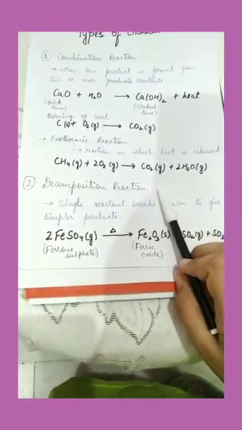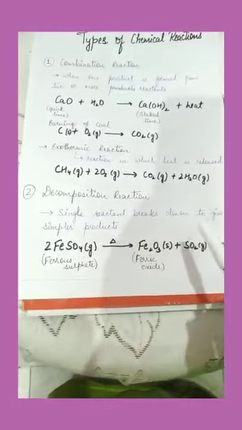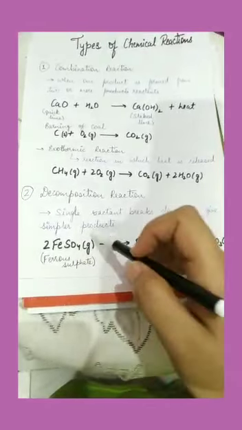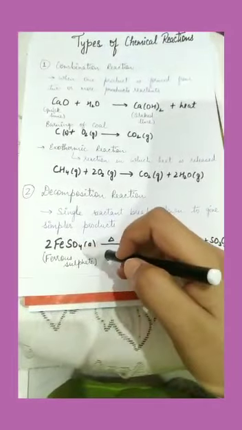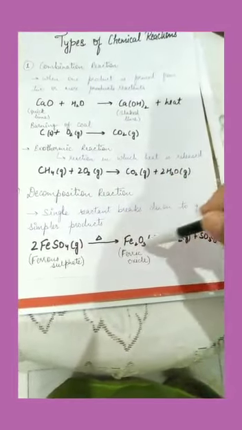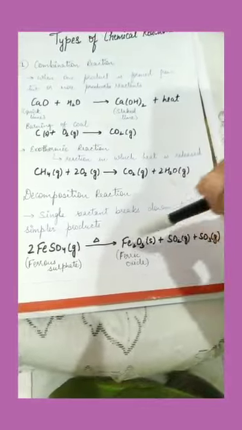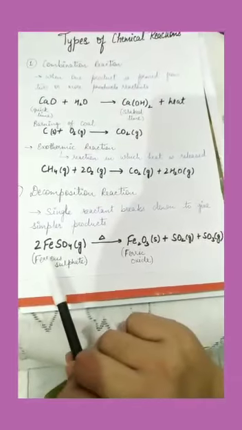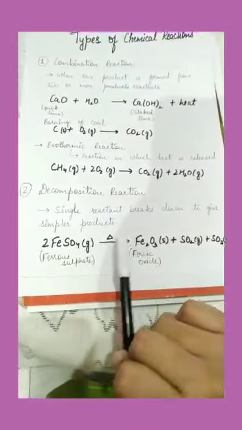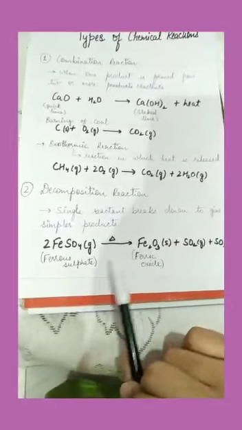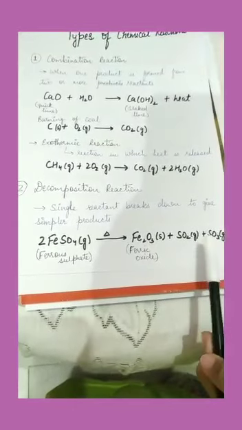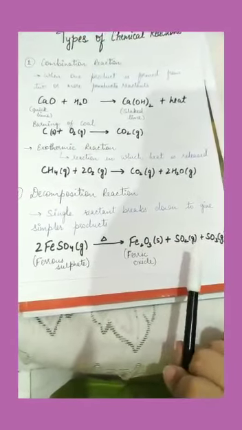Next is decomposition reaction. What is decomposition reaction? A single reactant breaks down to form simpler products. In decomposition reaction, the reactant is one and it breaks down to form one or more products. How many products are there? 1, 2, 3. 3 products are formed from the single reactant. So this is called decomposition. Decomposition means breakage. So this reactant is breaking down into 3 products. So this is called decomposition reaction.